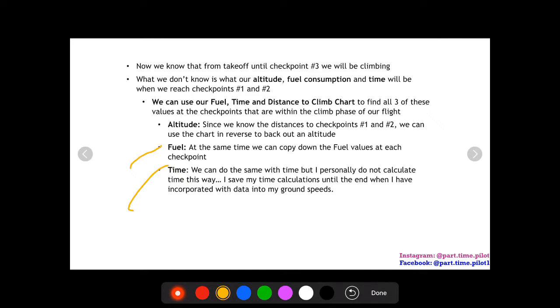Now, I don't use the time in this way. I wait until I have incorporated the winds into my airspeed to get a ground speed, and then I use that to calculate time. I think that's more effective. Again, it depends on what your instructor is teaching you. That's how I do it.